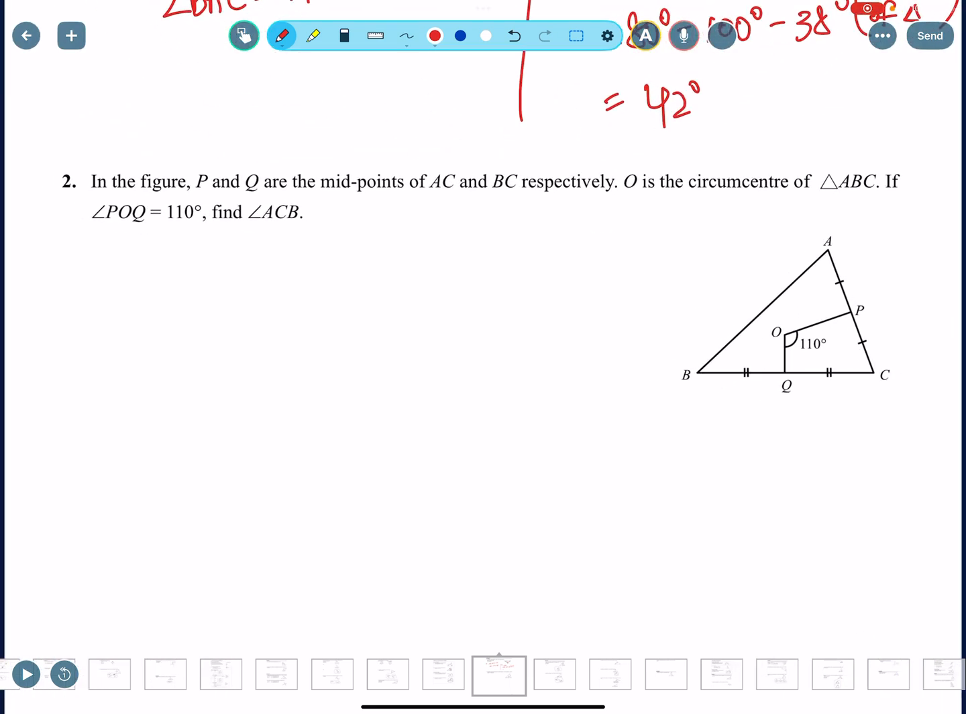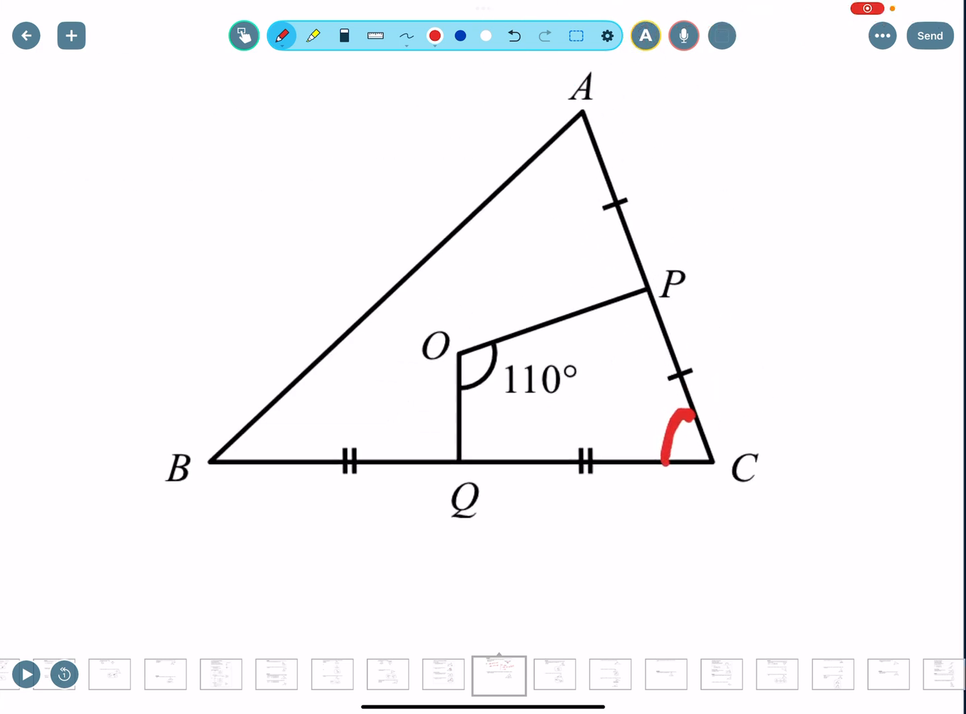Next question, number 2. In the figure, P and Q are midpoints of AC and BC, respectively. O is the circumcenter, so the circumcenter will produce a circle, an ugly-looking circle outside the triangle. If POQ is 110, find angle ACB. Find this one. Okay, let's see what we can use here.